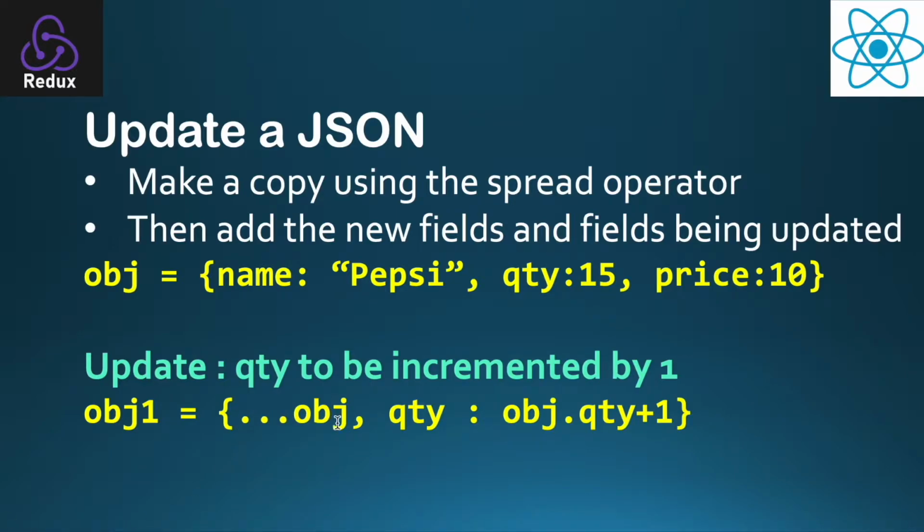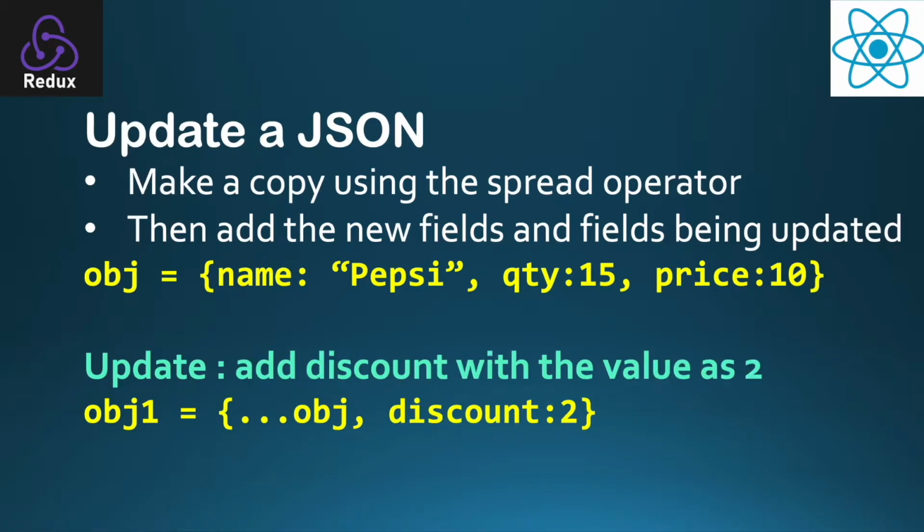We use the spread operator and then add the field that is being updated. So what this will do is make a copy of this JSON and then quantity will be set to object.quantity + 1. So this is how we will do it. Similarly, if we want to add a new field to the JSON, here we want to add discount with the value as 2 to this JSON. So we have spread the JSON and then added the new field to the JSON. So this is the standard way when we update a JSON.